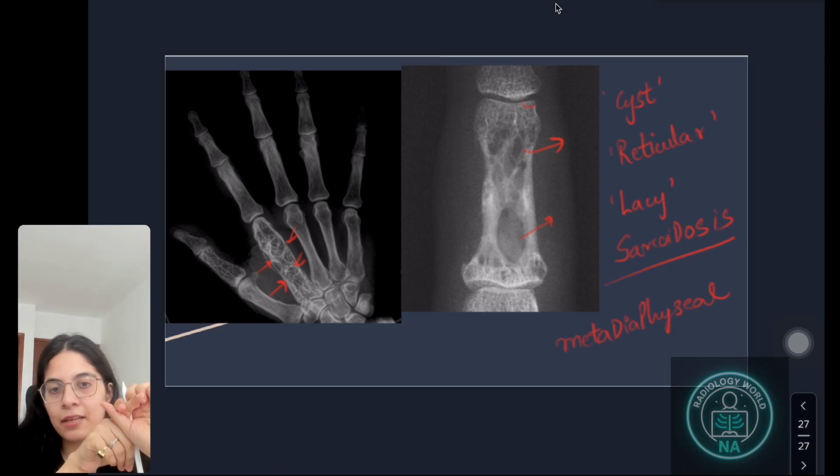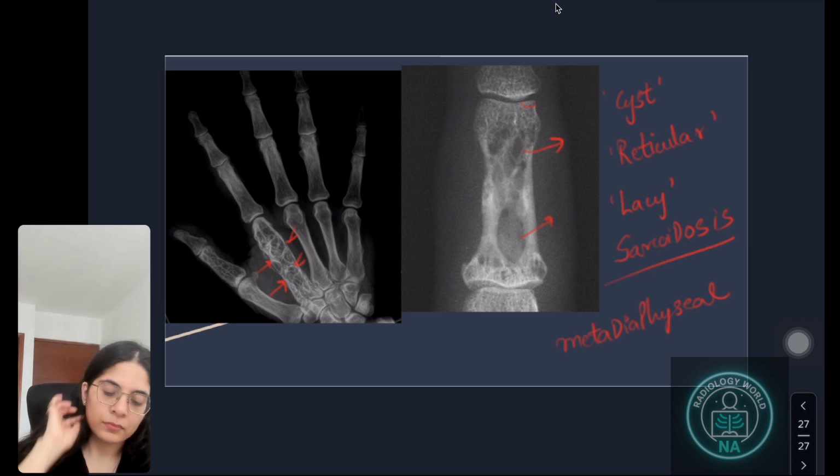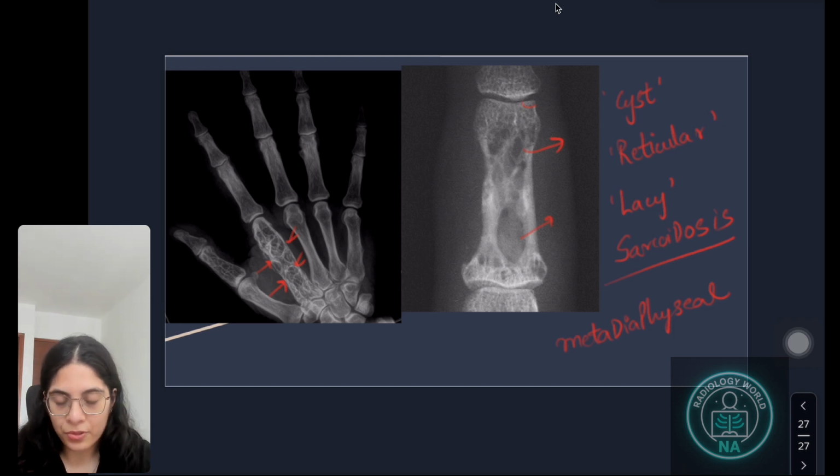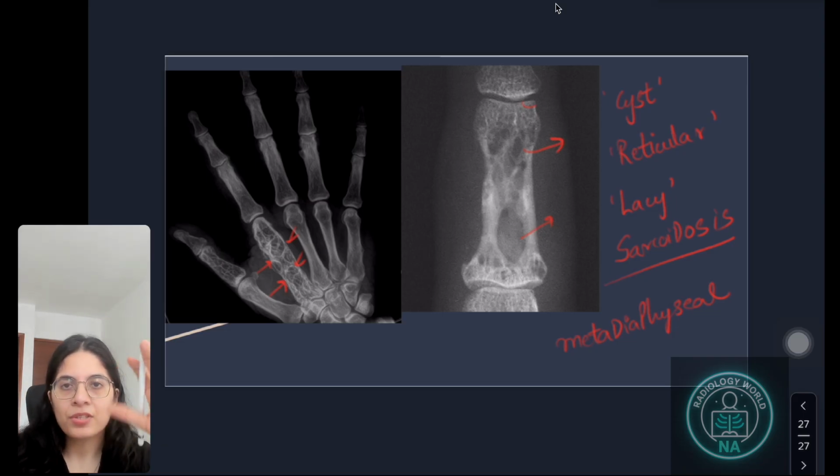That bone will be increased in size, and there is some sort of metadiaphyseal involvement with the cystic or reticular pattern of sarcoidosis. Okay, muscles can also be involved. When muscles are involved, granulomas can get deposited. If active, it will be T2 hyperintense. If chronically those granulomas have converted into nodules, they will become T2 hypointense. Again, it's a little higher age.